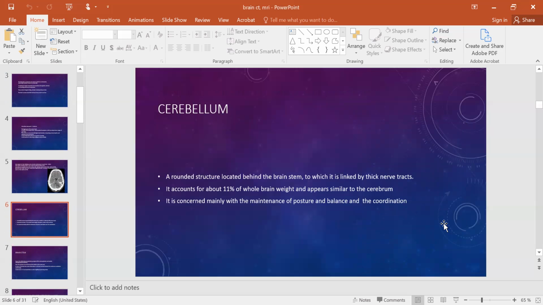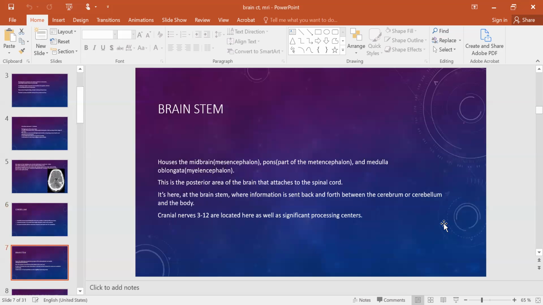The cerebellum is a rounded structure which is located behind the brainstem, which is linked by thick nerve tracts, and it accounts for about 11% of whole brain weight and appears similar to the cerebrum. It is concerned mainly with the sense of posture and balance and coordination.